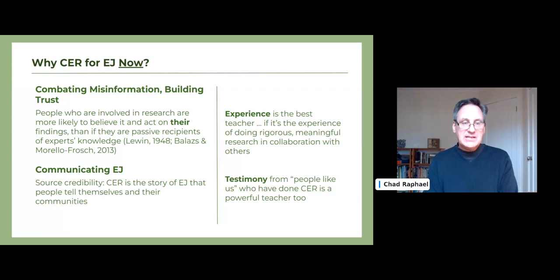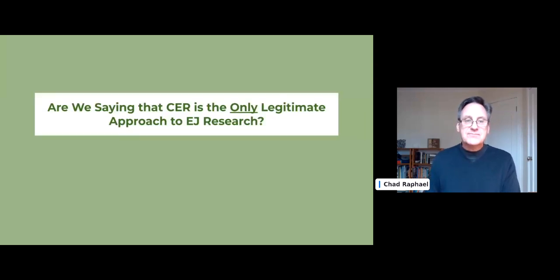And then in terms of communicating environmental justice, source credibility matters a lot for our research these days. Community-engaged research is the story of environmental justice that people tell themselves in their communities. And so even for people in the community who weren't directly involved in the research, they get testimony from people like us, however they define that, who have done that research and who can vouch for it. And that's a powerful teacher too.